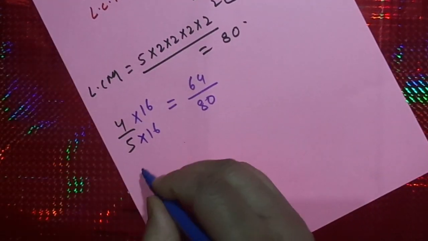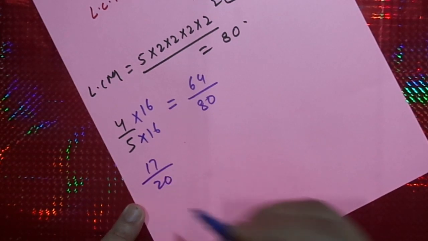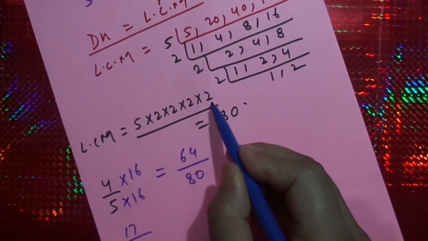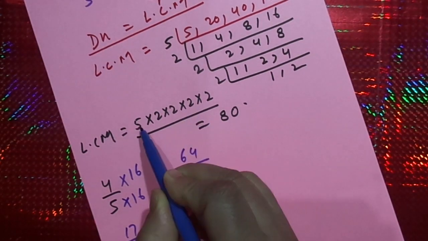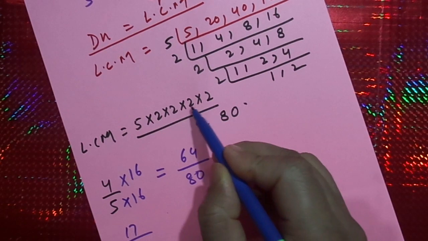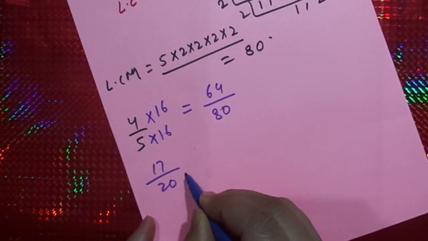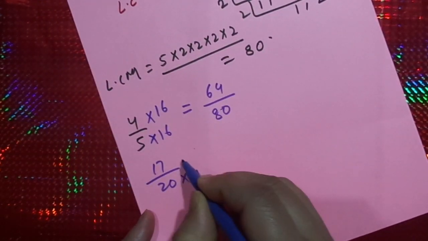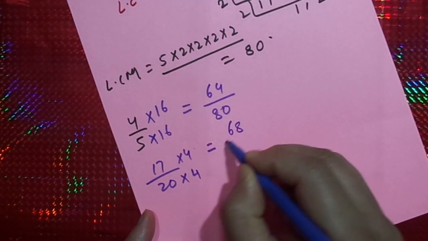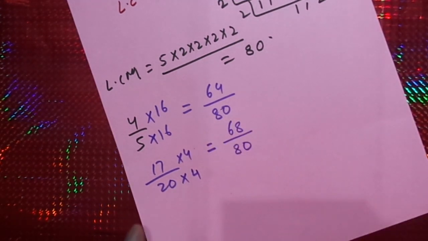Similarly, in 17 by 20, the same thing. Let's remove 20 from here. 2 2s are 4, 5 2s are 10, 2s are 20. So I have removed that over here. So what remains? 2 2s are 4. So I am going to multiply both of them by 4. So I'll get here 68 by 80.